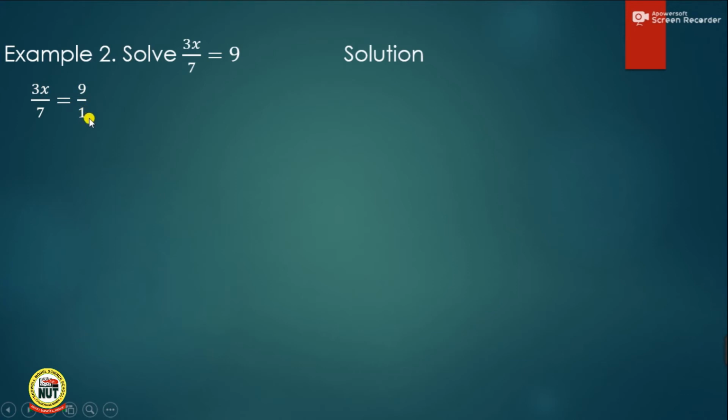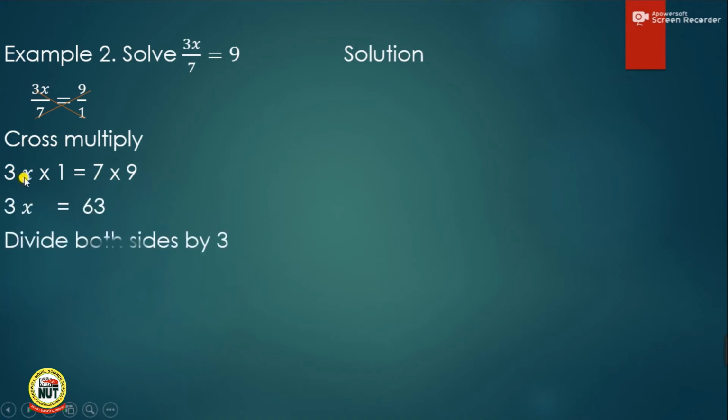Then the next thing we'll do is to do what? Cross multiply. So let us cross multiply. Good. We have it to be 3x multiplied by 1 is equal to 7 multiplied by 9. So 3x times 1, which is what we have here, is equal to 7 times 9, which is what we have here. So we're going to simplify. 3x times 1 gives us 3x, and 7 times 9 gives us 63.